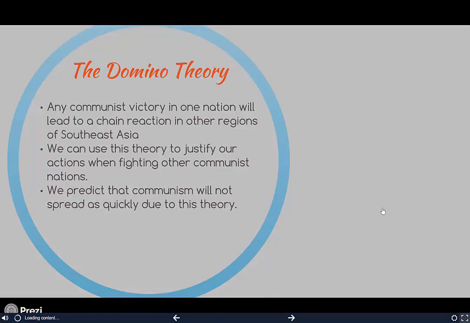The domino theory is that any communist victory in one nation will lead to a chain reaction in other regions of Southeast Asia, and we could use this theory to justify our actions when fighting other communist nations. And we predict that communism will not spread as quickly due to the domino theory.